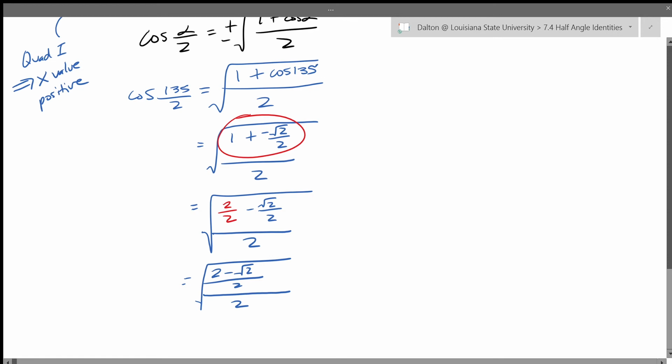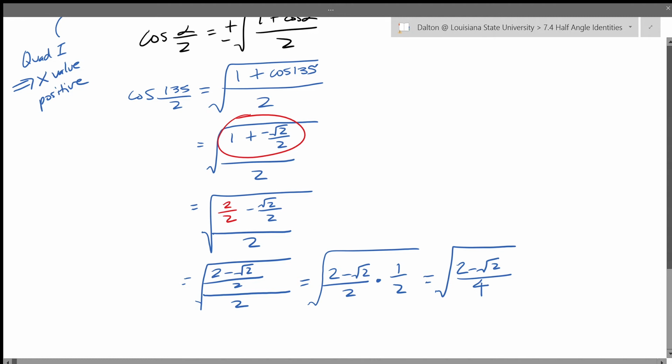So again, kind of crazy stacked fractions, but now that you have just one fraction over 2, this is the same thing as taking that fraction, 2 minus square root of 2 all over 2, and instead of dividing it by 2, I can multiply it by 1/2. When I multiply it by 1/2, I multiply straight across. I get 2 minus the square root of 2 all over 2 times 2, which is 4. And I think that's as far as I can go.